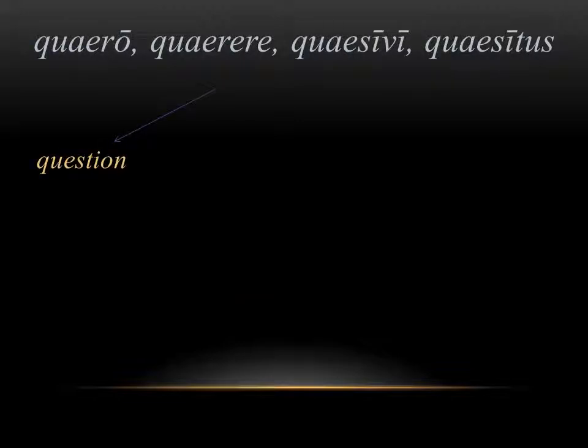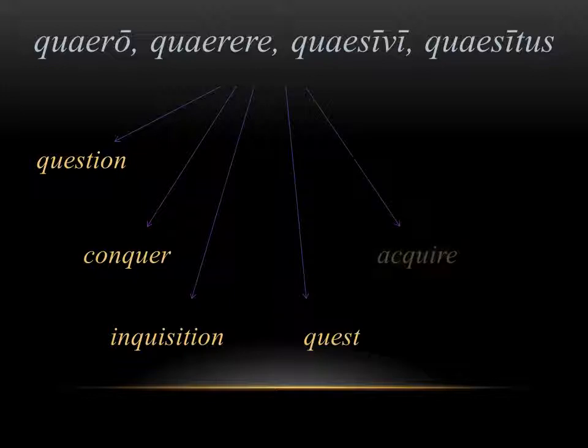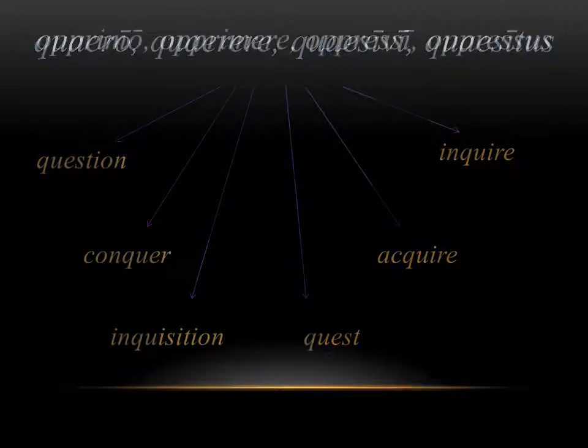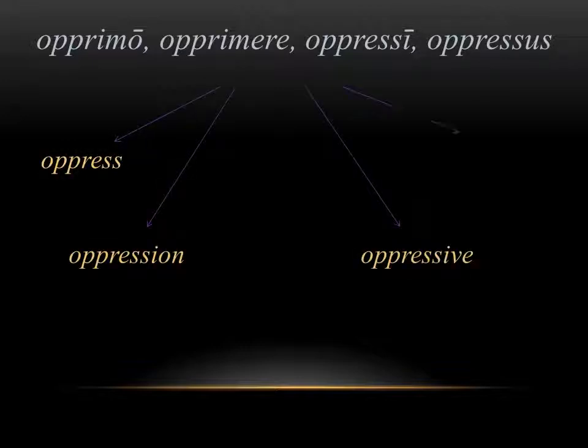Next, we have quaero, quaerere, which means to seek or to ask. And the words we get in English all have to do with that idea of seeking something. So the word question, quest, conquer, inquisition, they all have to do with seeking or looking for something or asking about something. Next, we have opprimo, opprimere, which means to crush or overwhelm. And in English, you get words like oppress, oppression, oppressive. They have to do with that idea of crushing down on something or someone.